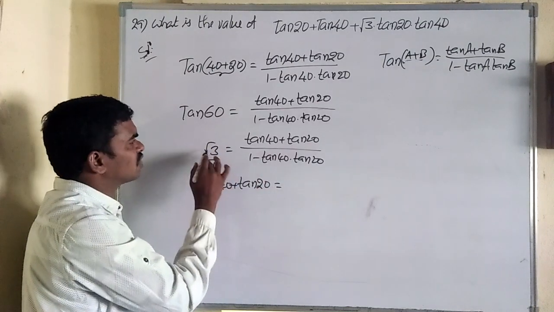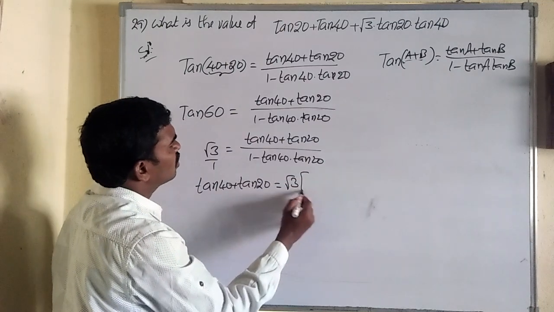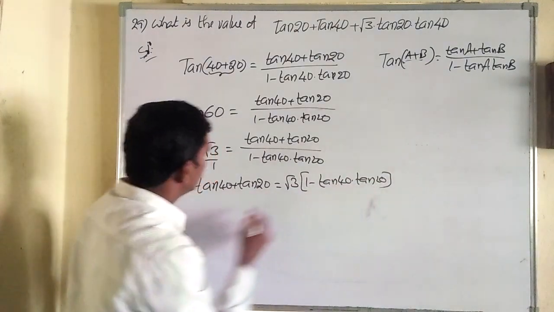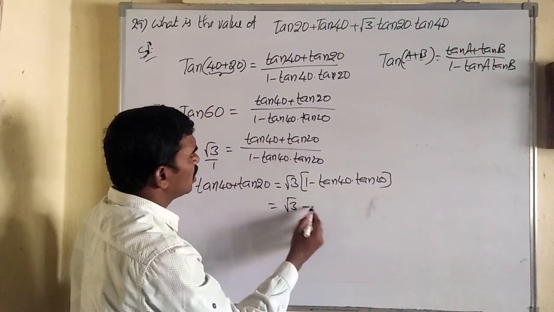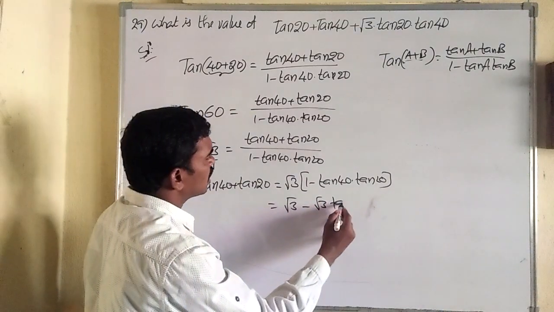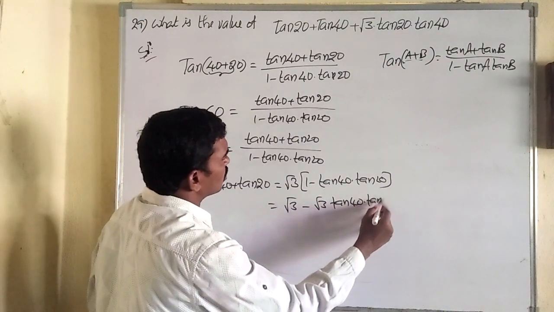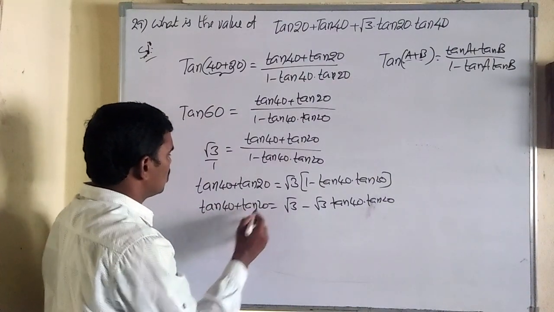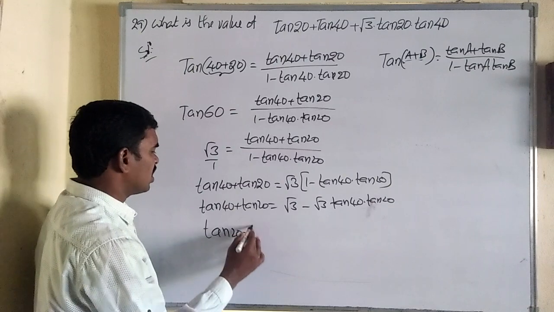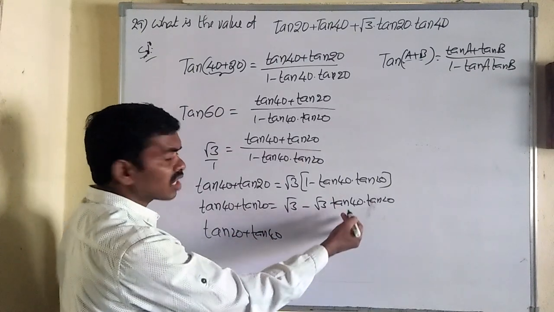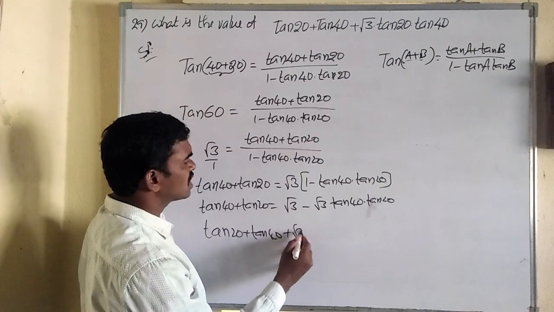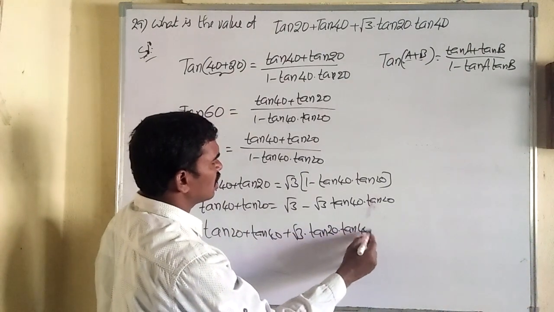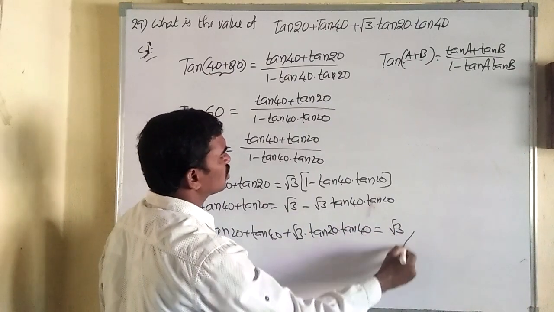Now in this way cross multiply. Root 3 into 1 minus tan 40 into tan 20. So root 3 into 1, root 3 minus root 3 tan 40 tan 20. This is as it is, tan 40 plus tan 20. So we can write tan 20 plus tan 40, no problem. Bring the minus term to the left side, it becomes plus root 3 into tan 40 into tan 20, or tan 20 into tan 40, is equal to, what is the remaining? Root 3. So root 3 is the answer.